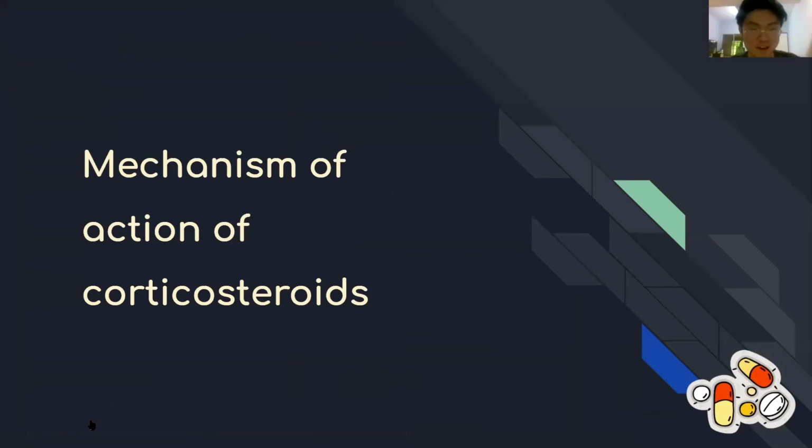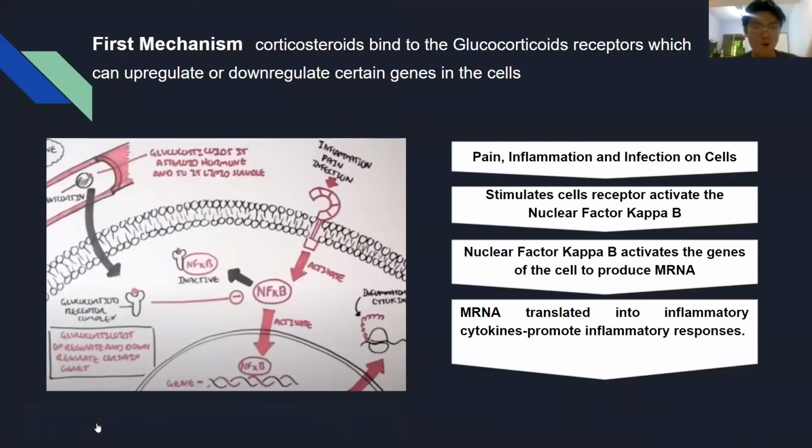Next, I will be talking about the mechanism of action of corticosteroids. So basically, there are two types of mechanism of action involved around the corticosteroid.